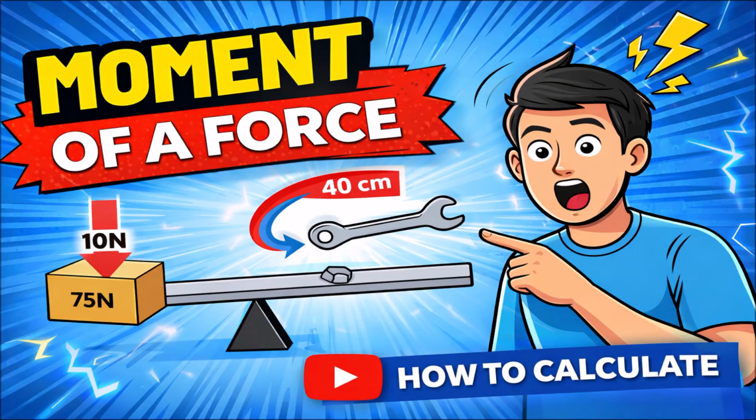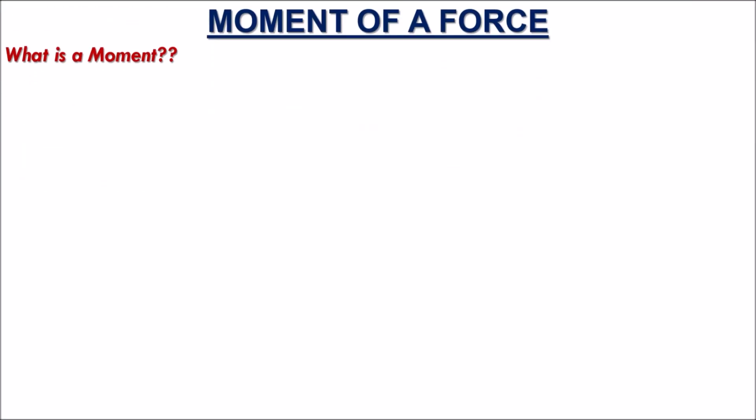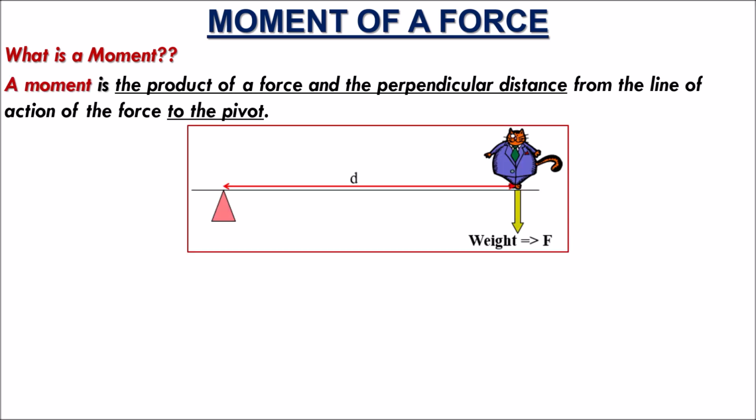So let's quickly define a moment of a force. A moment of a force is the product of a force and the perpendicular distance from the line of action of the force to the pivot. Now, you should understand that for a moment to exist, there must be a force applied perpendicular to the distance which is going to the point of rotation.